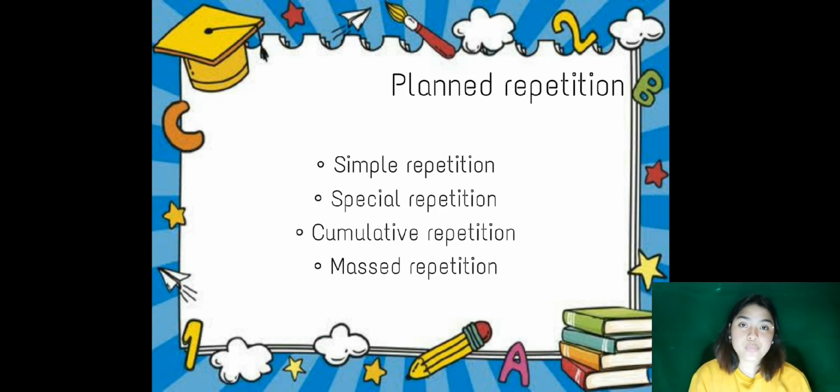The next one is cumulative repetition. This is a repetition of major points at the end of the lesson before proceeding to the next one. It guides your students in the transition from the old lesson to the new. It helps them distinguish the relationship between the two lessons, the connection between them. How does the first lesson connect to the second one?